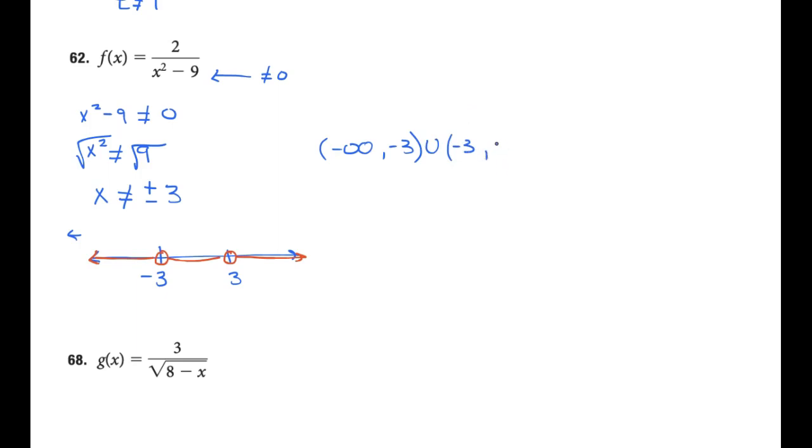And it goes up to positive 3, but doesn't include positive 3, and stops there. And then it's union with positive 3 up to positive infinity. That's how you use interval notation to show all of that.